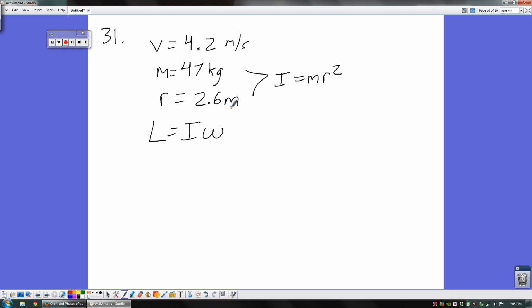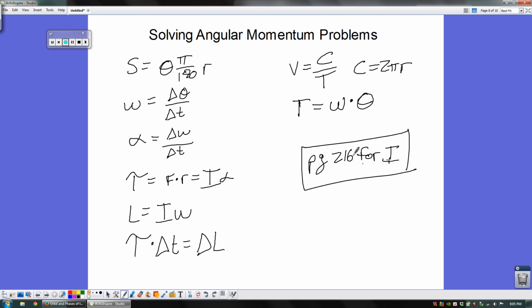In this case, we have a point mass orbiting around an axis. The hard thing is, I have this, and I want this. Luckily, v equals c over t, where c is 2 pi r. So if I know the velocity and the circumference, I can find the period, and once I know the period, I can find the angular velocity.